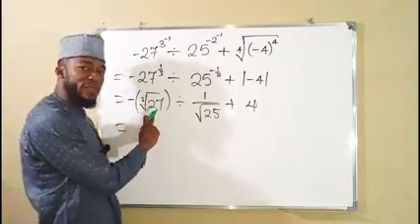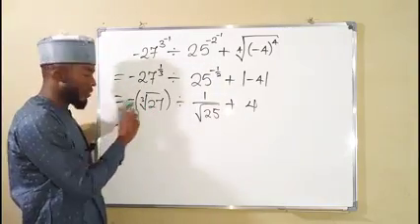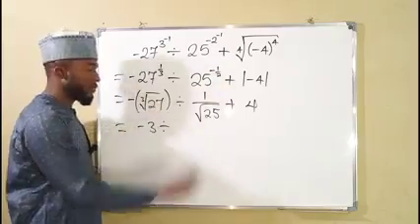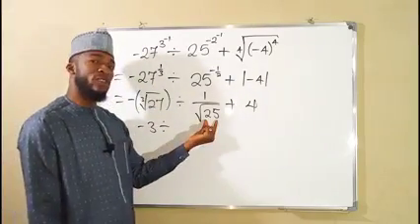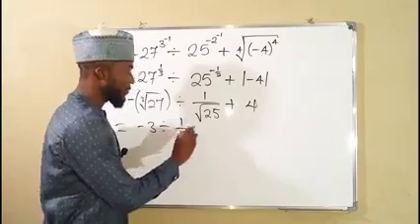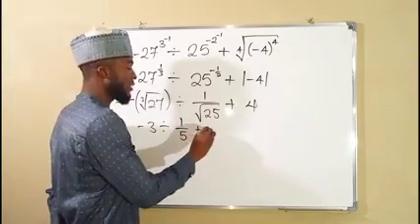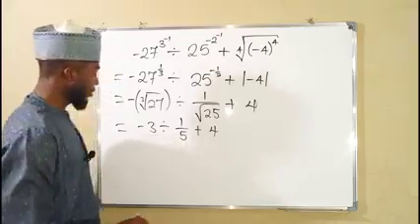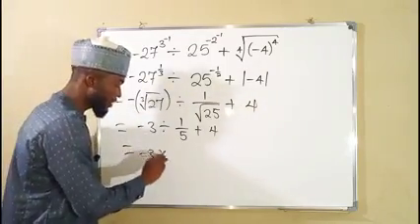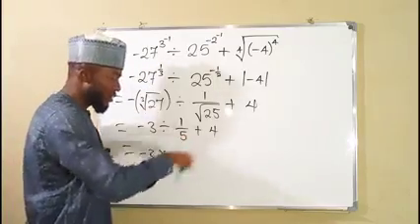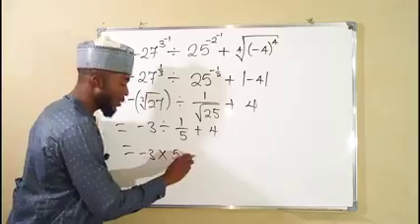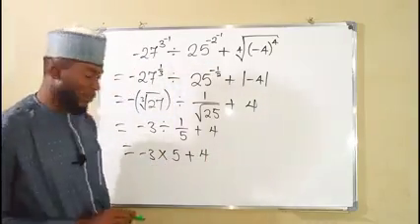Cube root of 27 is 3, but we have a negative sign. Negative 3, divided by the square root of 25 is 5, so we have 1 over 5, plus the last term 4. This is equal to negative 3. We can change this to multiplication and take the reciprocal of this. You flip it over, you get 5 over 1, which is the same thing as 5, plus 4.